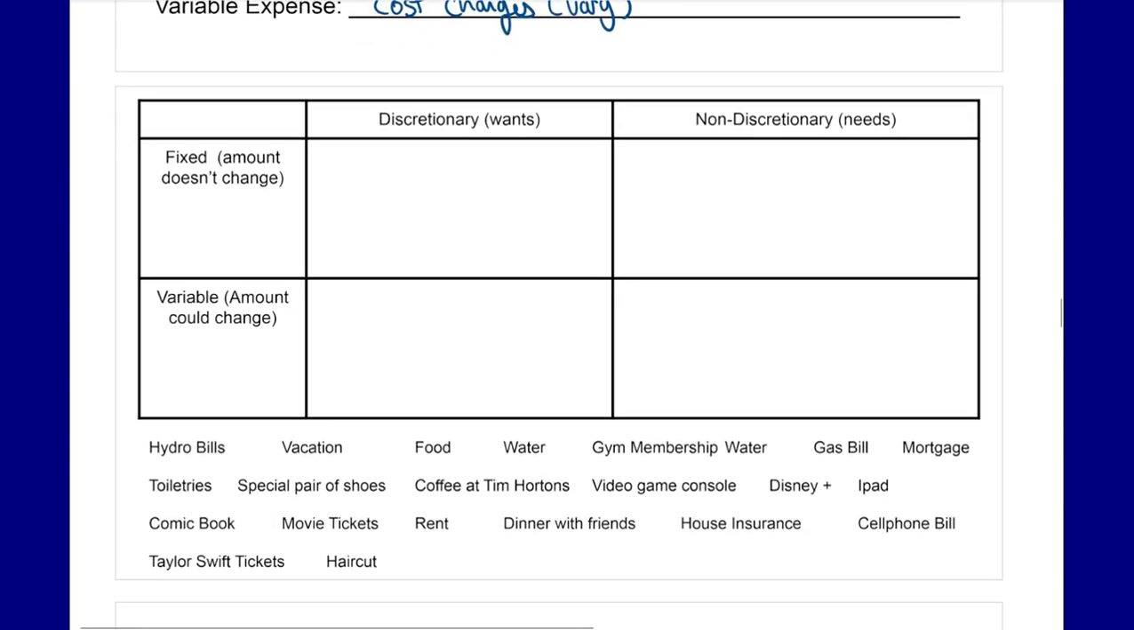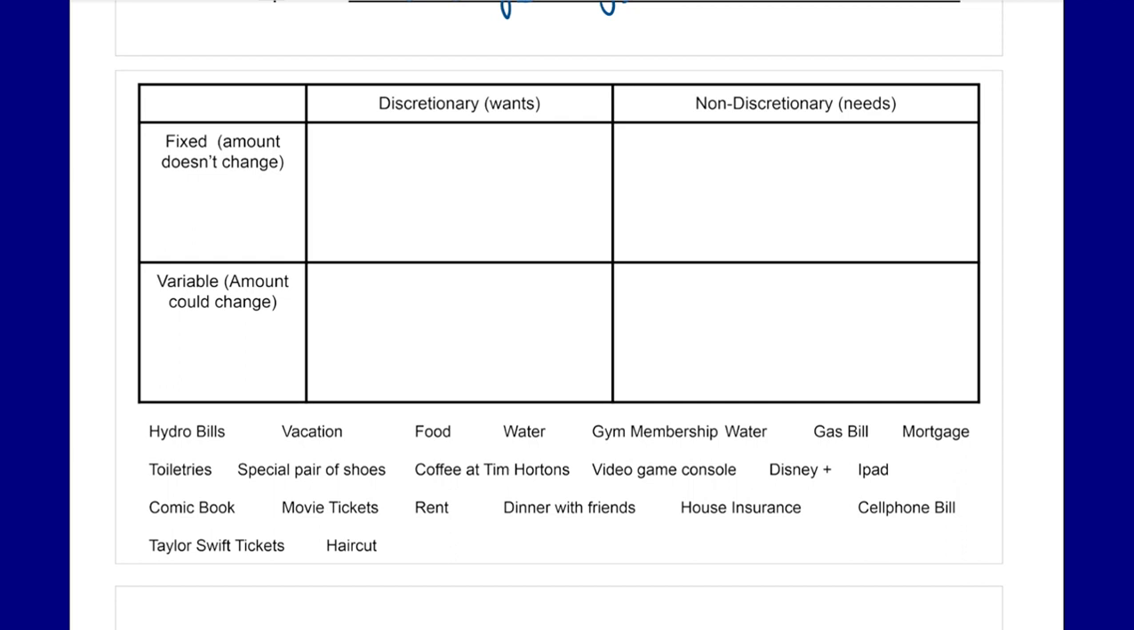So let's take a look at some of these examples and let's kind of break them up into discretionary or wants and non-discretionary needs, as well as fixed and variable. So let's start with hydro bills. So hydro bills, right? Electricity, right? These would be non-discretionary, right? They're needs, and they could be variable because they will change depending on how much you use. Vacation, vacation would be a want, and it would be variable. Right? Depending on how much your vacation is, chances are it probably changes. Food, food would be variable, and it would be discretionary. We need food to live, so it would be non-discretionary.